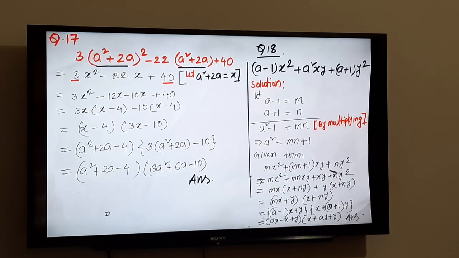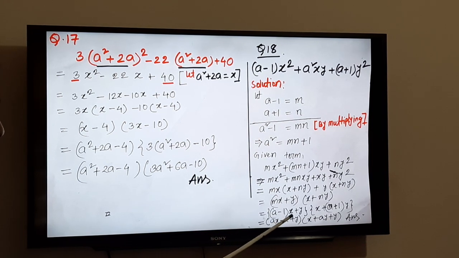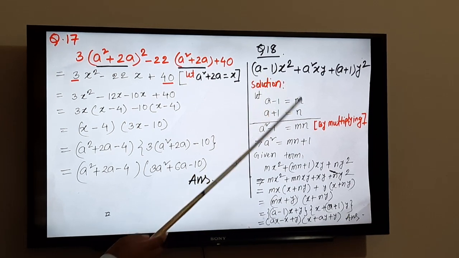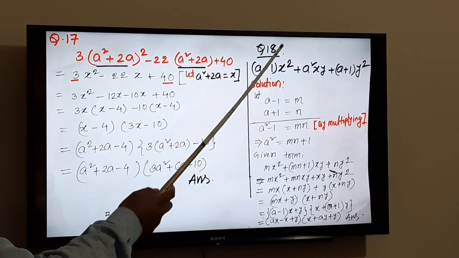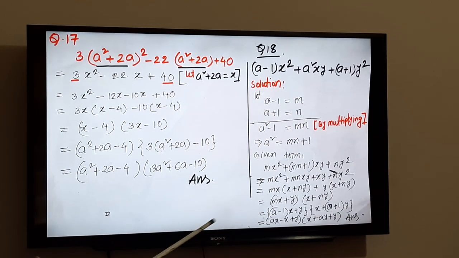Then m is equal to a − 1, so (a − 1)x + y, and n is equal to a + 1. Then multiply this term: (ax − x + y) and (ay + y). This is the second term. So this is our answer of this question. Again I want to say this is an important question. Both question number 17 and 18 are very important questions.